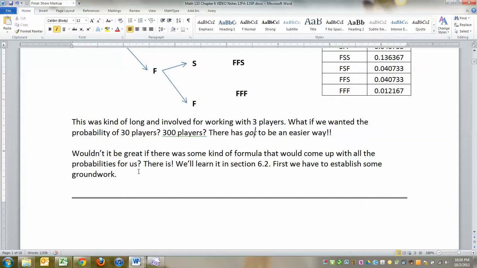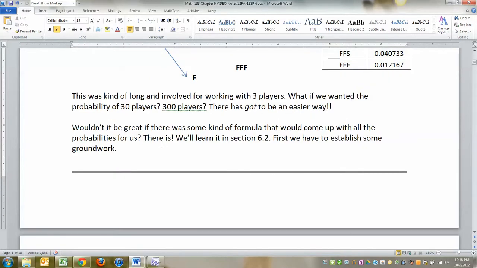There's a formula that will find some of these probabilities for us. Matter of fact, all the probabilities for us. It's called the binomial formula. Now, we'll learn about that in section 6.2. But for right now in 6.1, we've got to lay some groundwork for how discrete probability distributions work.